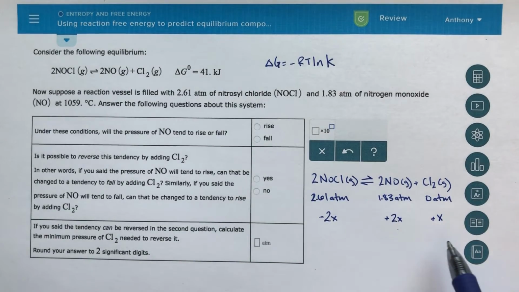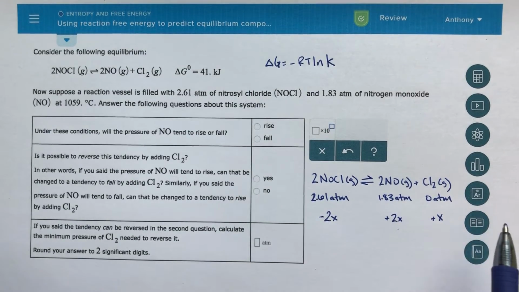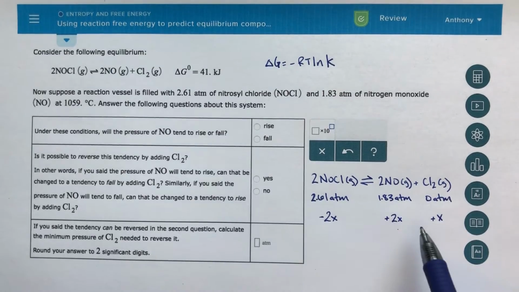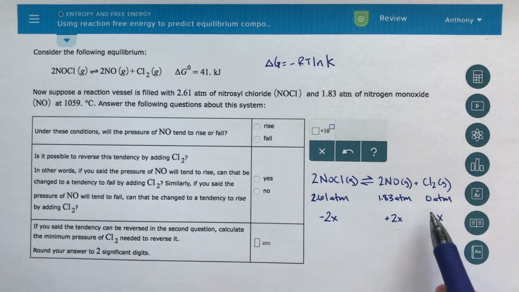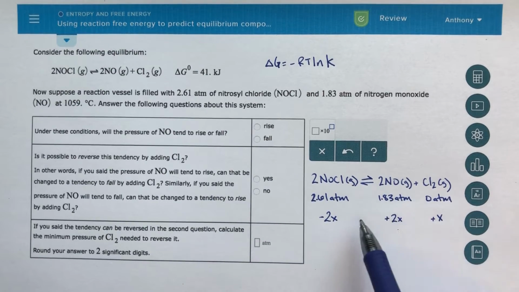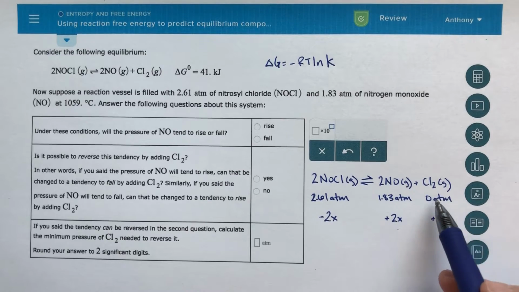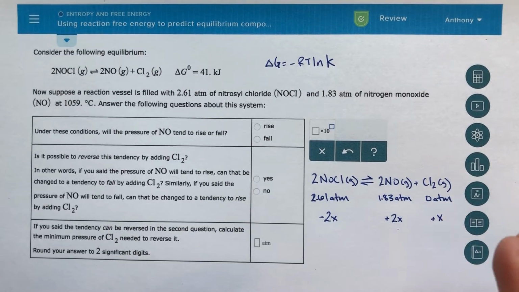Now, we don't need to do a full ice table for this problem, but we do need to recognize which way it is going to shift to get to equilibrium. That's really how we're going to answer these first two questions. So figuring out which direction the reaction is going to shift by shifting towards the 0, that's probably the best way to think about it.